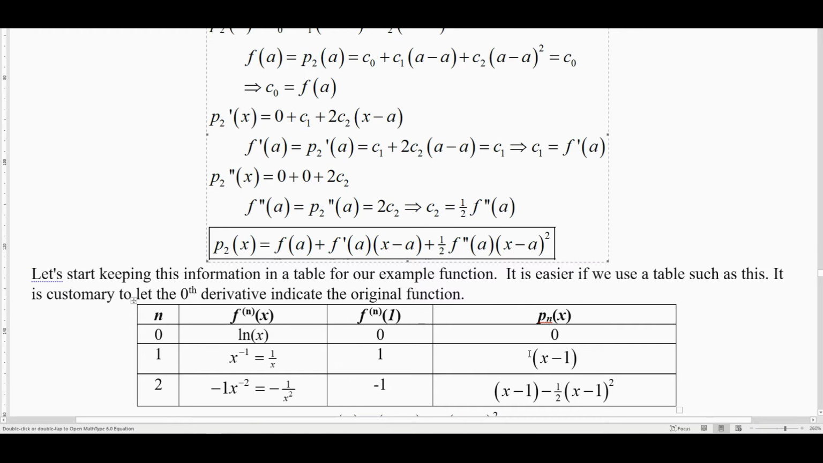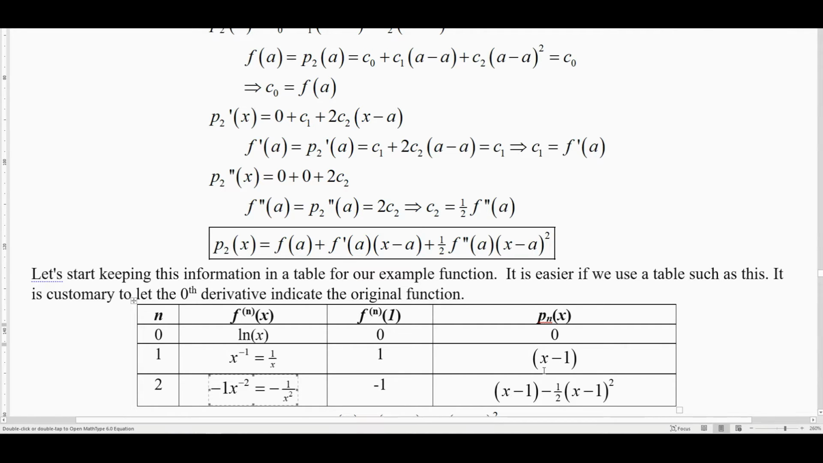Okay, now I might want to actually start keeping track of some of this in a table. So n is 0. We'll say the zeroth derivative of a function is the function itself. So our original function was ln of x, that's the zeroth derivative. Evaluated at 1, you get 0. And our polynomial was just y equals 0. Then the first derivative was 1 over x, or x to the negative 1. Evaluate that at 1, you get 1, and we get just x minus 1. The second derivative was negative 1 times x to the negative 2, or negative 1 over x squared. Evaluate that at 1, and that was negative 1.